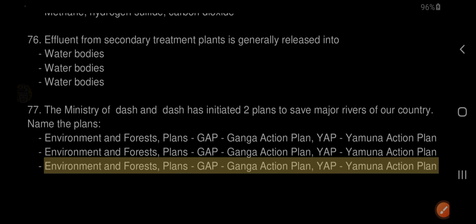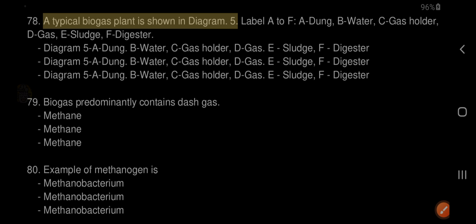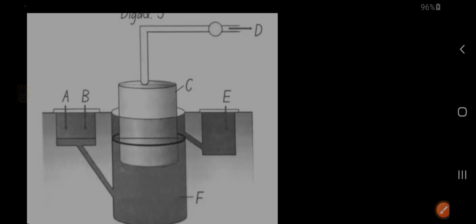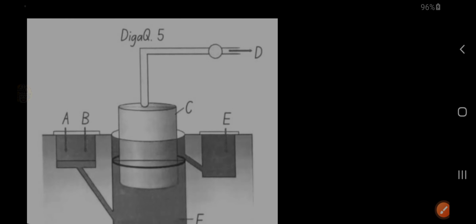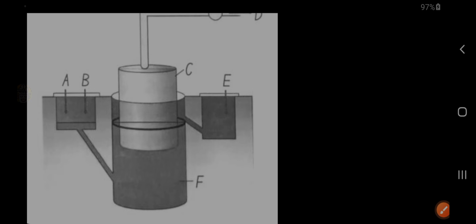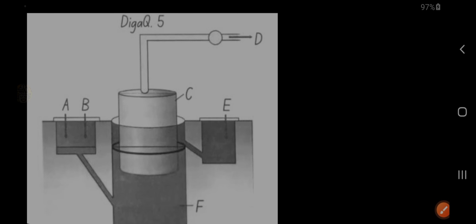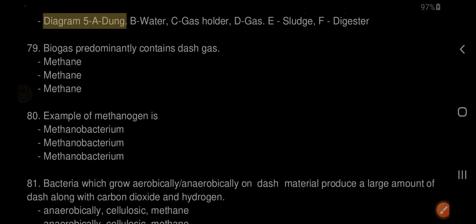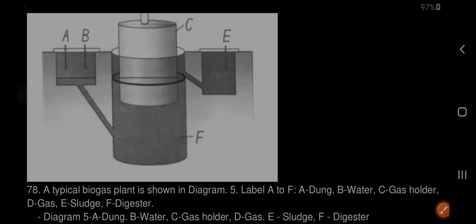78. A typical biogas plant is shown in the diagram. Label A to F. A dung, B water, C gas holder, D gas, E sludge, F digester.